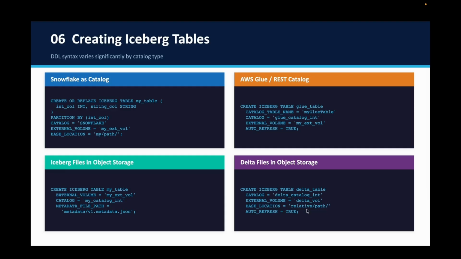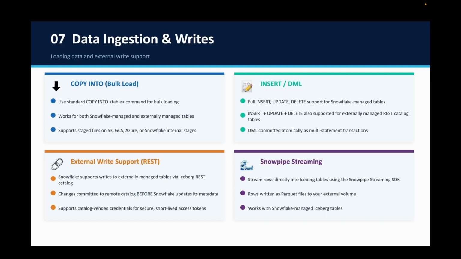We also refer to the base location relative path, and here auto refresh equals true means if we specify a refresh interval, it will take that particular refresh interval in seconds. If not, the default is 30 seconds. So there are 4 ways we can create an Iceberg table based on this slide. Let us also go over how we can ingest and write data into Iceberg tables.